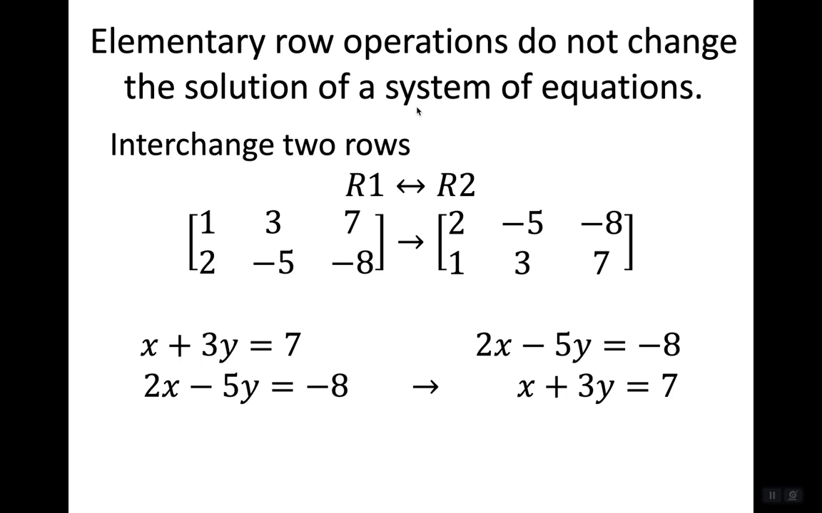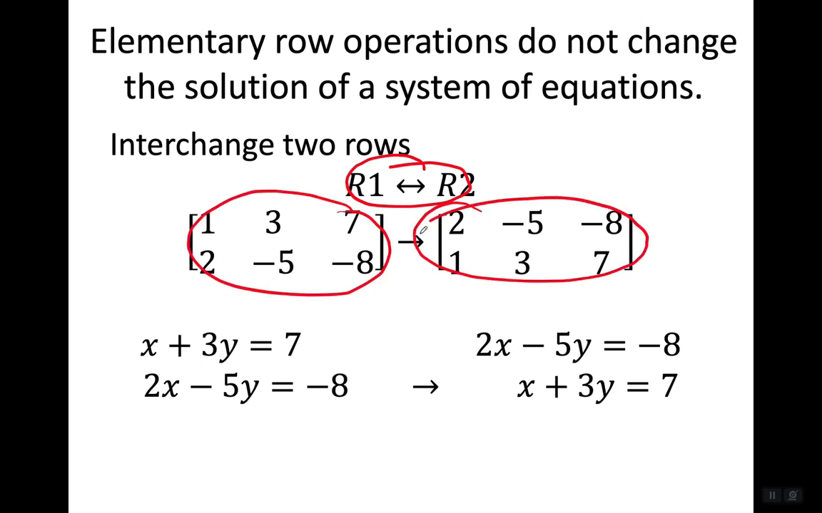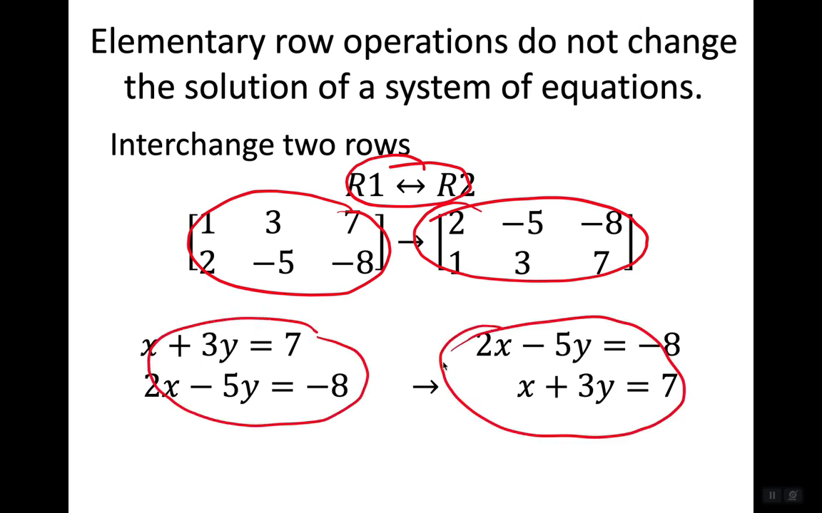Let me show you why. Interchange two rows. So let's say interchange rows 1 and 2. That would take this augmented matrix and replace it with this augmented matrix. Well, that's the same as interchanging equation 1 and equation 2. You're just interchanging the order of the equations. That's not going to affect the solution to the system of equations.